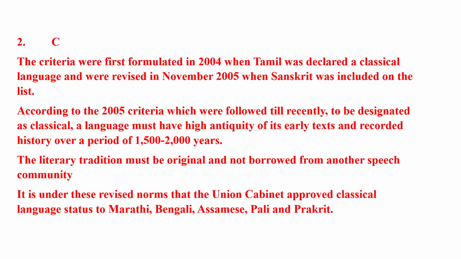In 2004, the criteria were formulated when Tamil was declared a classical language. In 2005, it was revised when Sanskrit was included in the list. According to the 2005 criteria, to be designated as a classical language, a language must have high antiquity of its early texts and recorded history over a period of 1500 to 2000 years. And then it was revised slightly. It is under these revised norms that the Union Cabinet approved the classical language status to these 5 languages.